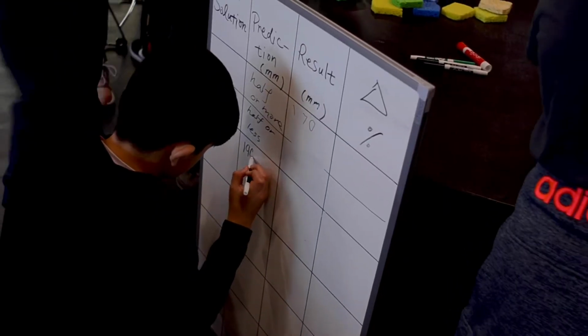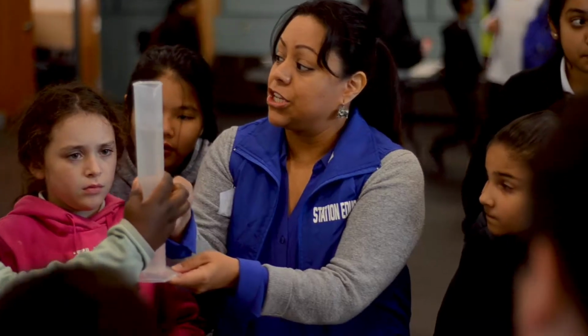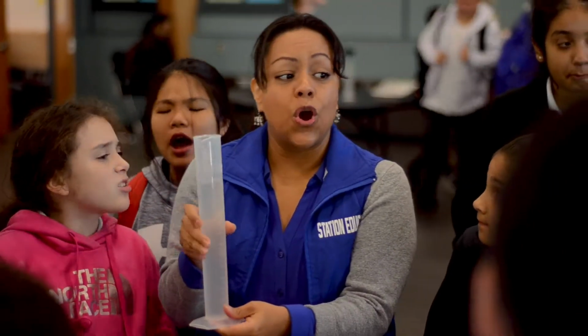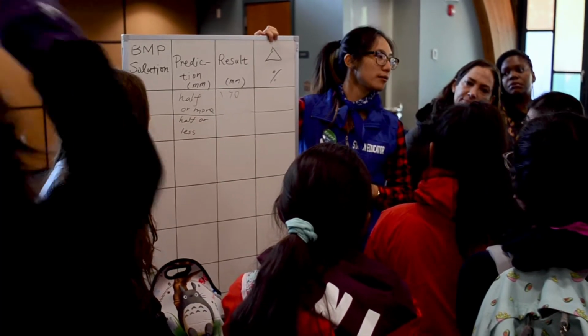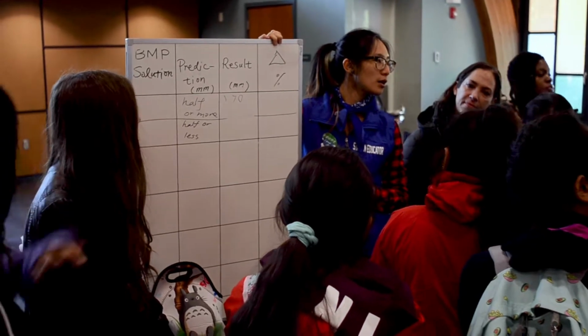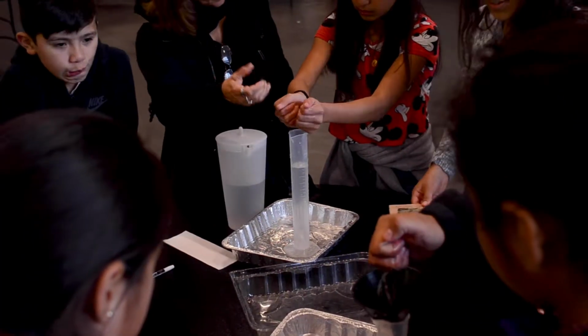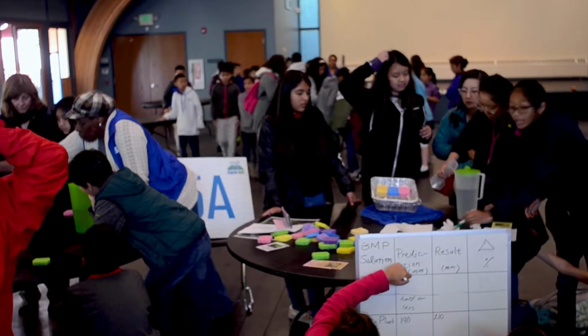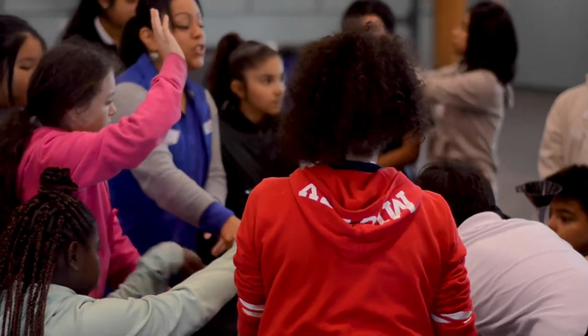However, before conducting the experiments, students will predict how much water will flow through them based on the BMPs on each card. Based on the results of their experiments, students will discuss which BMP had the greatest impact on reducing the amount of water that flowed through their experiment.